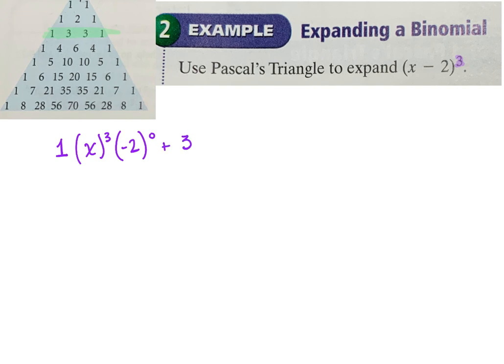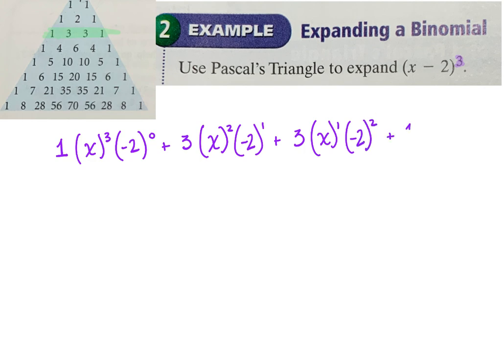And then I have 3 as my coefficient. X to the 2nd power, negative 2 to the 1st, 3x to the 1st power, negative 2 to the 2nd, then 1x to the 0 power, negative 2 to the 3rd. All right? And then I'm going to simplify that.